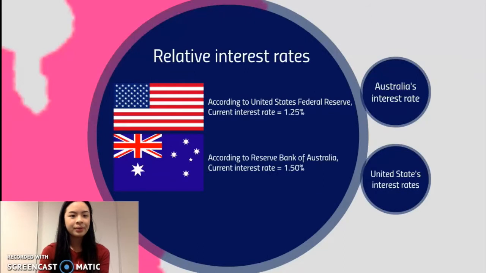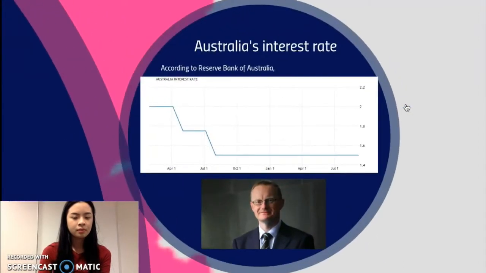The next factor we will be looking at is the relative interest rates. According to the US Federal Reserve, the current interest rate of the US is 1.25%, and according to the RBA, the current interest rate of Australia is 1.50%. As we can see from this graph, the RBA left the cash rate unchanged at a record low of 1.50% again this September, as widely expected.